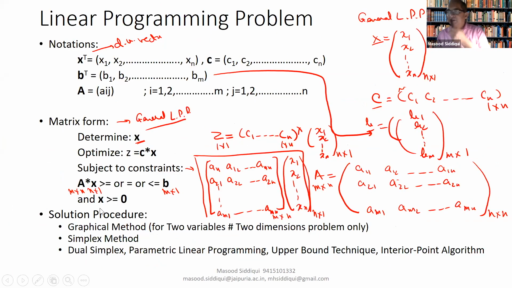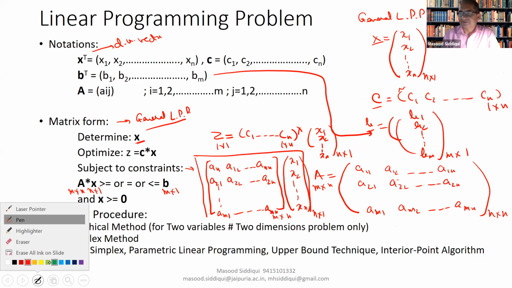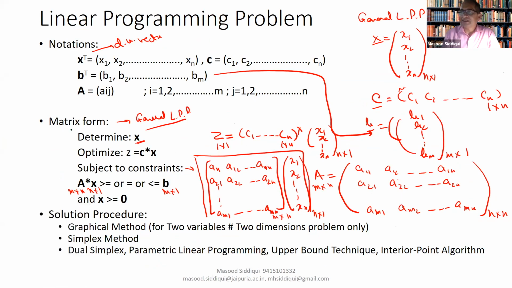This is our model. This is the matrix form that we have discussed in this case. So here the model has been developed. Now the question arises how this matrix or this model should be solved. So now we are discussing the solution of the linear programming problem.